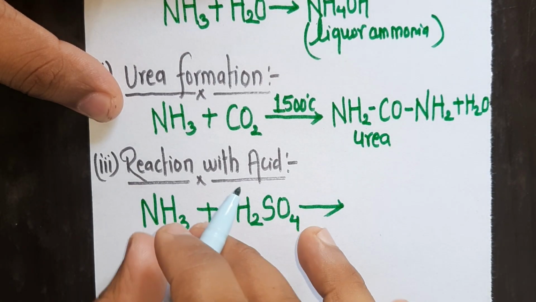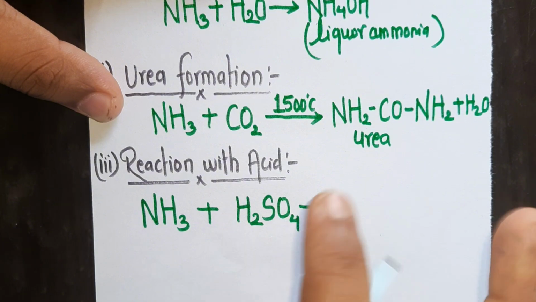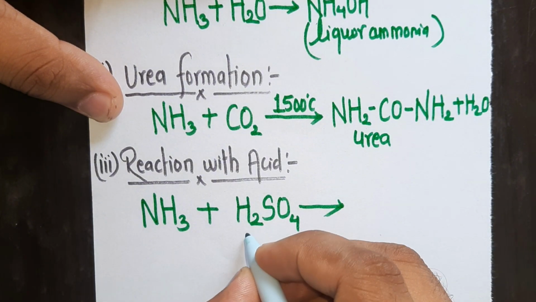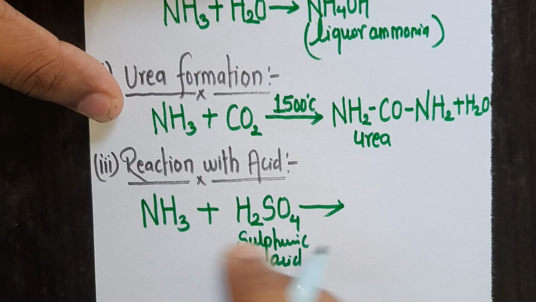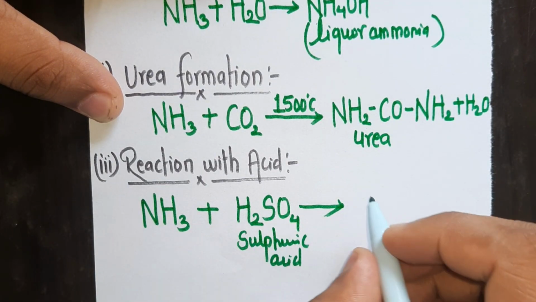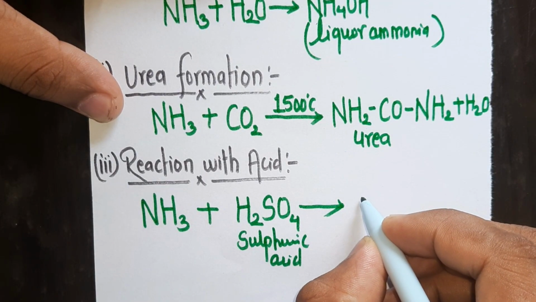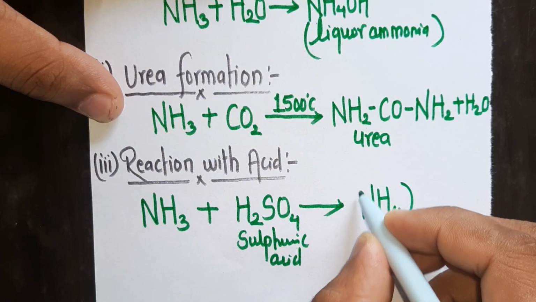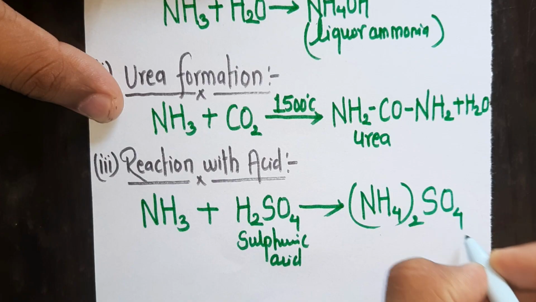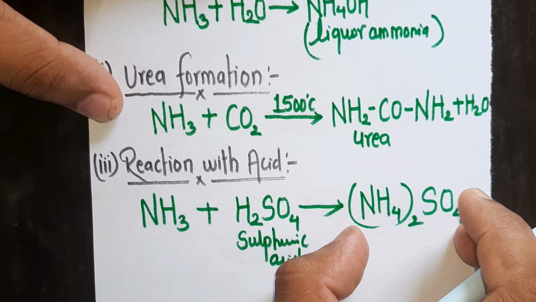See here, this is ammonia and it is reacting with what? Acid, H2SO4. H2SO4 means what? Sulfuric acid. Now ammonia reacts with sulfuric acid to get what? Ammonium sulfate. Now how will you write the ammonium sulfate here? (NH4)2SO4. And how does this come, sir?